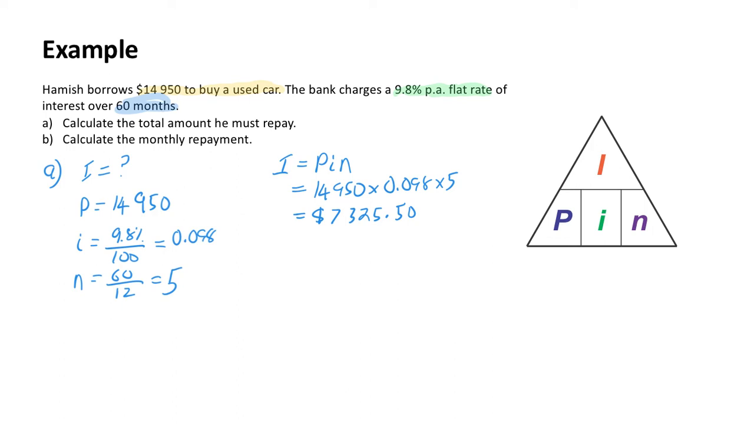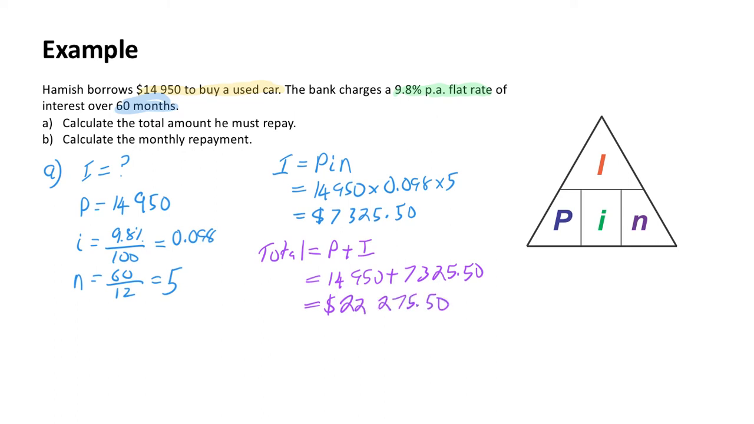But the question is asking us for the total amount. So to find out the total amount, we add the principal and the interest amounts together. 14,950 plus $7,325.50. So the total amount, by adding those two together, is $22,275.50. So that's the total amount of money that Hamish has to repay over the 5 years.